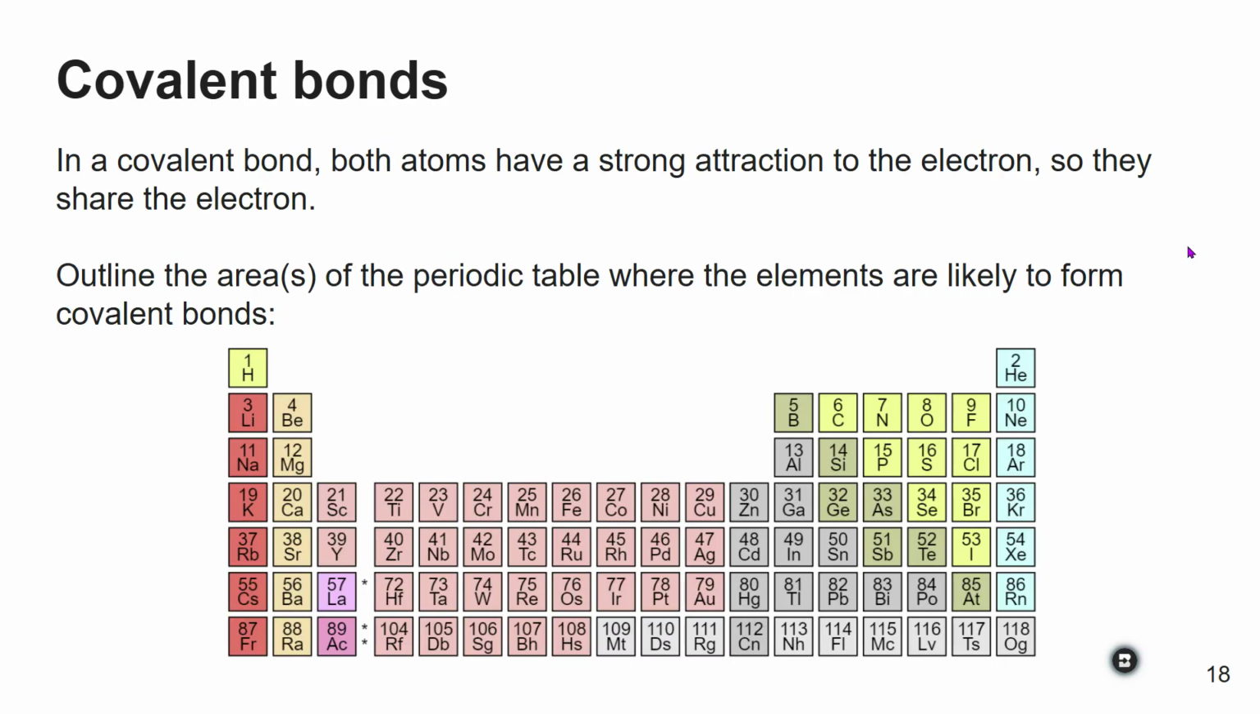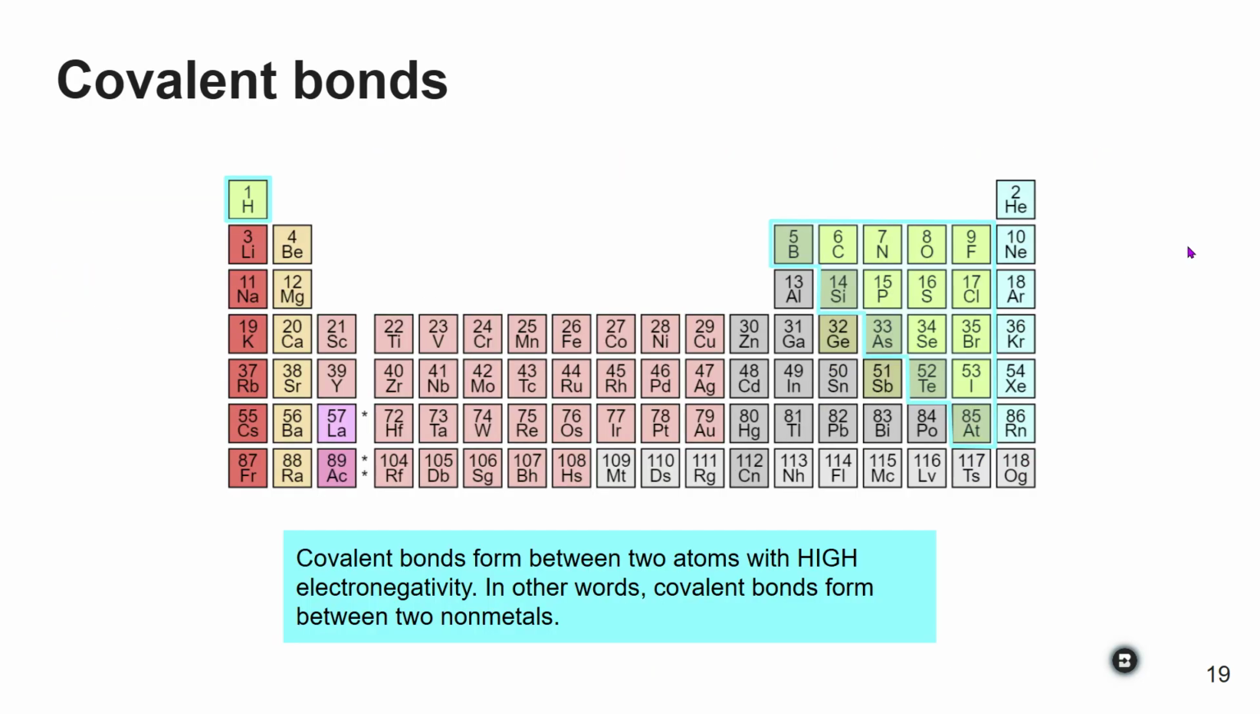Looking at the periodic table then, again, covalent bonds involve atoms that have strong attractions to their electrons, so they share the electron. Outline the areas of the periodic table below where you think the elements are likely to form covalent bonds. Pause the video as you discuss.